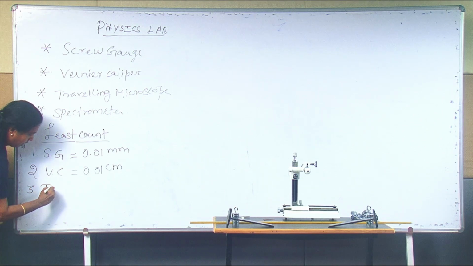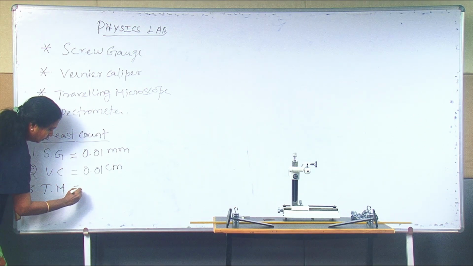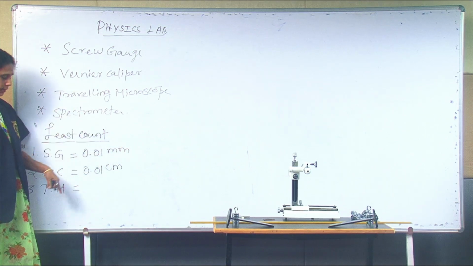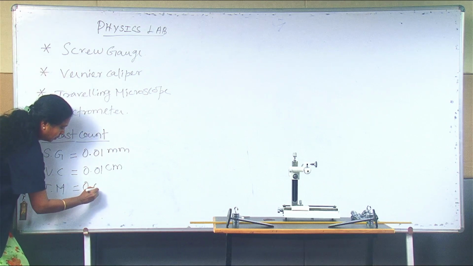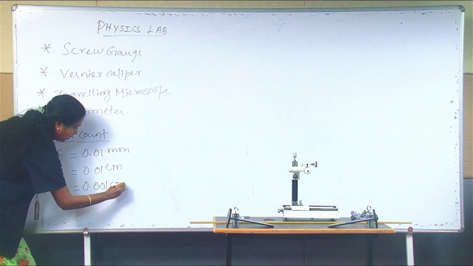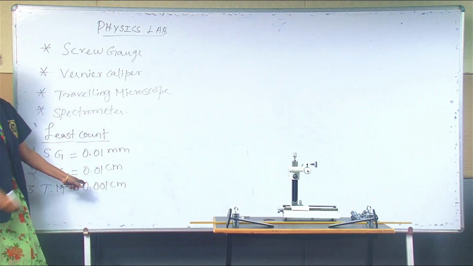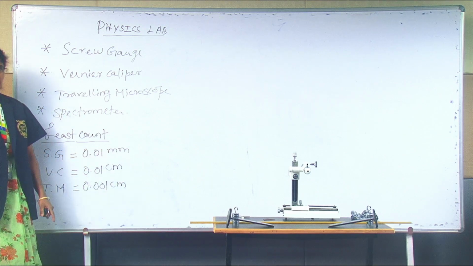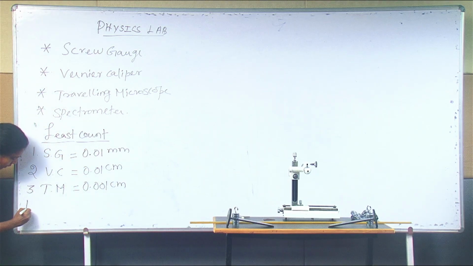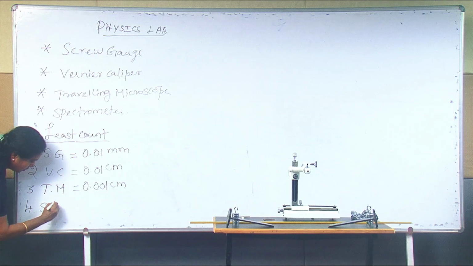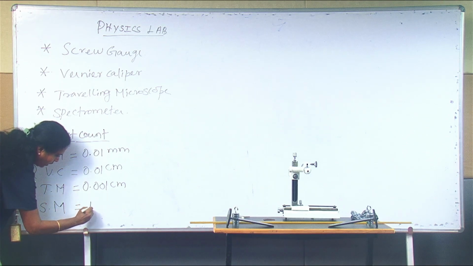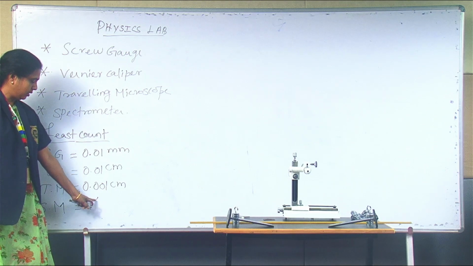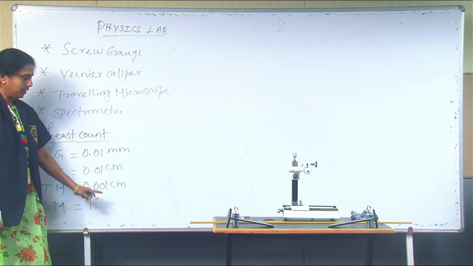And for the traveling microscope, that is equal to the screw gauge, that is 0.01 mm, but we can write it as 0.01 centimeter. Why do we write it in centimeter? Because the readings are graduated in centimeter in the traveling microscope. And the last one is the spectrometer, that is 1 minute. You can say this as 1 minute, don't say 1 dash or something like that. So it is 1 minute.